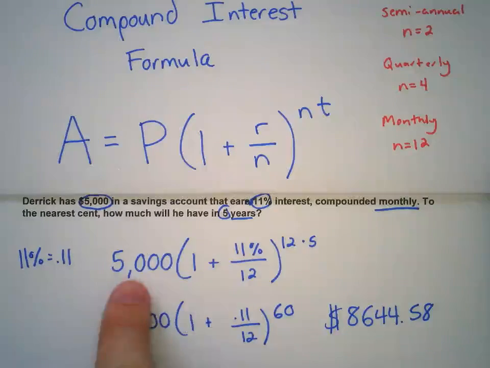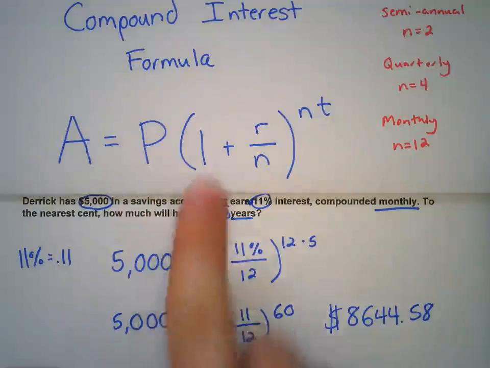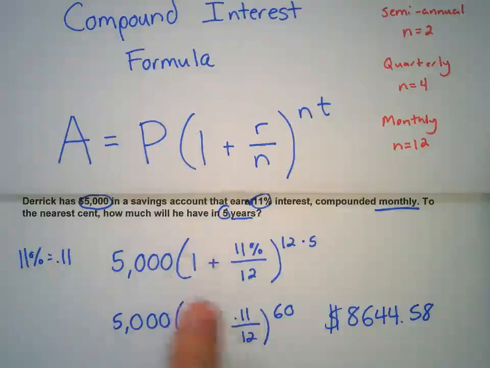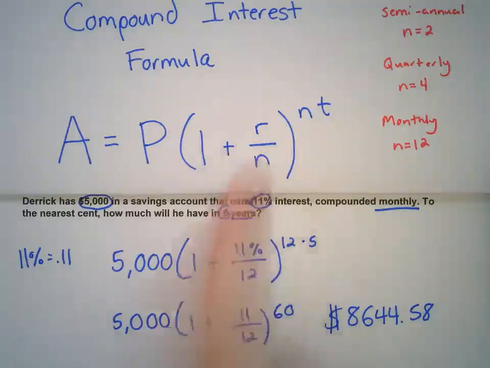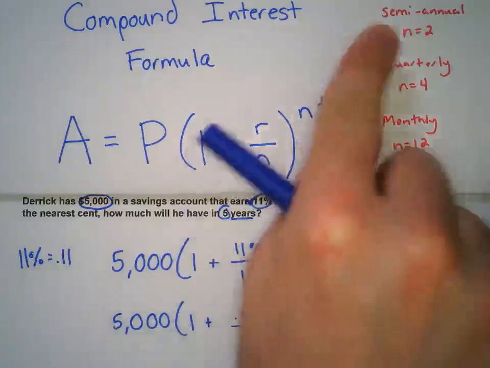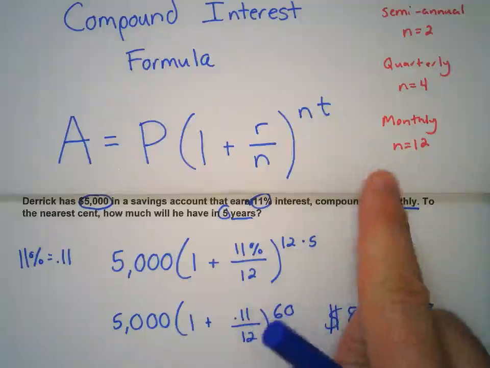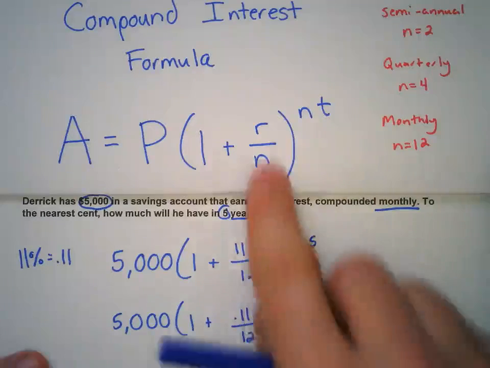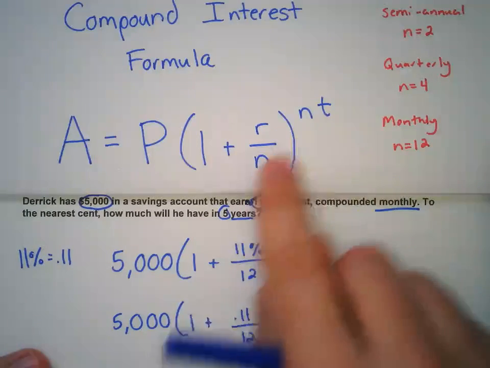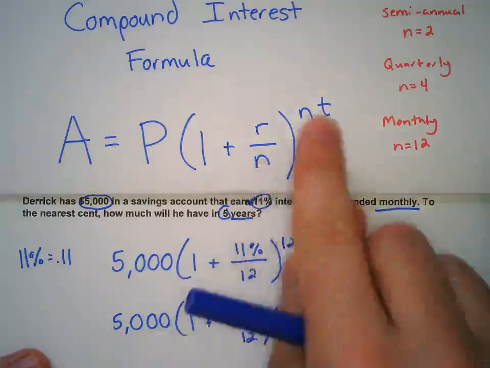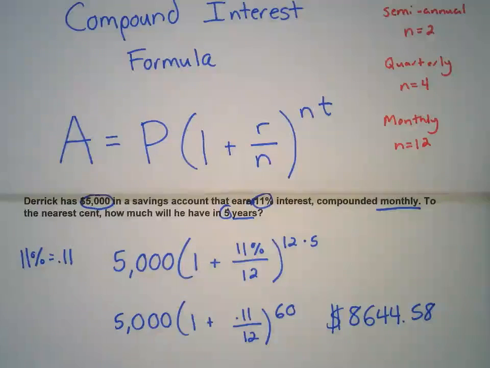Knowing that the 5,000 is your P. The 1 will always be there. The plus will always be there. The R is the rate it's going up by, the interest rate. The N is one of these over here. Semi-annually means 2. Quarterly means 4. Monthly means 12. The N goes at the bottom of the fraction and the exponent. Remember to keep that in mind. It's got to go in both spots. And then T is the amount of time that's gone by.